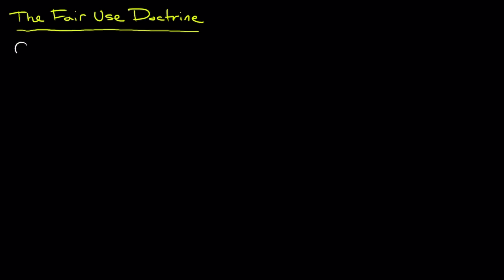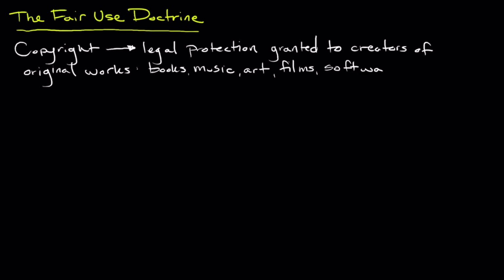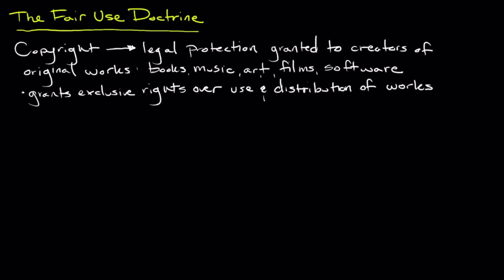Now, a copyright is a legal protection that's granted to the creators of original works. These original works can include things like books, music, art, films, as well as software. Copyrights basically give creators exclusive rights over the use as well as the distribution of their works, which allows them to control how their creations are shared as well as monetize those creations. Because if they're going to expend the energy and the effort of creating something, it's important from a societal standpoint and from an economic standpoint that we allow individuals to benefit from those investments.